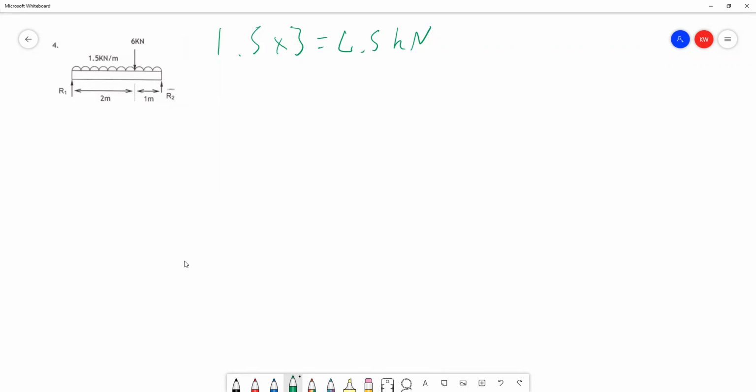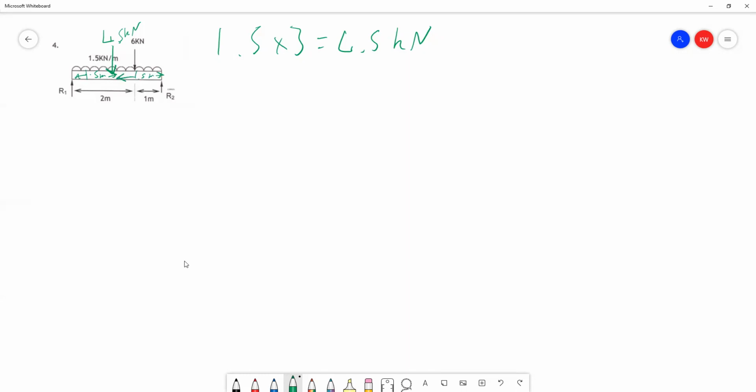And when we're presented with this in a problem, in terms of how we deal with this in our equations, what we do is we add this force at the center of the UDL. So it would be somewhere like this on our diagram. We'd be effectively adding a force of 4.5 kilonewtons, and that would be halfway between the two ends of the beam. So in this particular case, this is 1.5 meters from this end, and also 1.5 meters from that end.